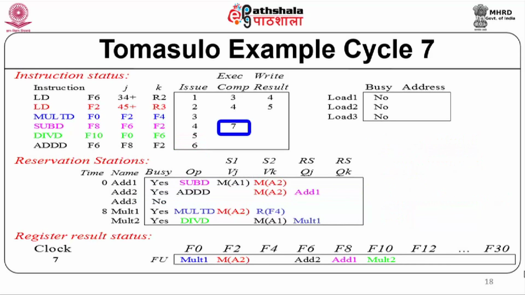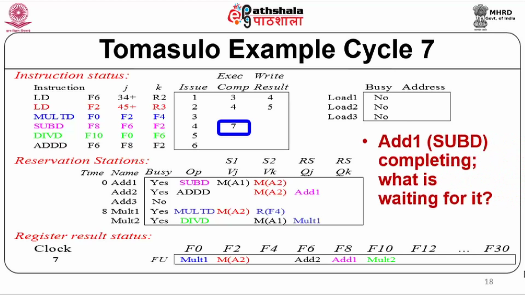In clock cycle 7, the sub instruction has only a latency of 2, so it already finishes execution in cycles 6 and 7. Nothing else changes here, and add 1, which is your sub instruction, is completing.